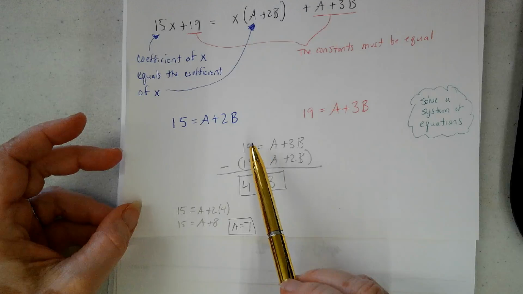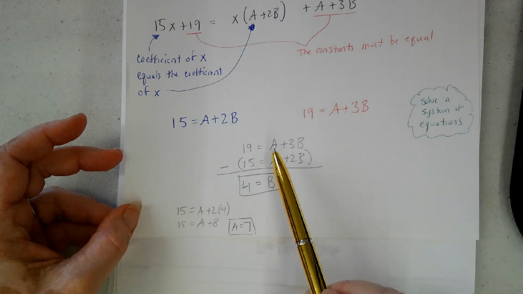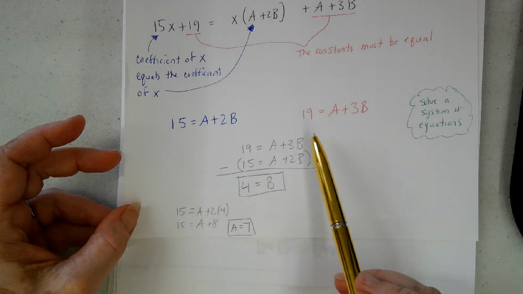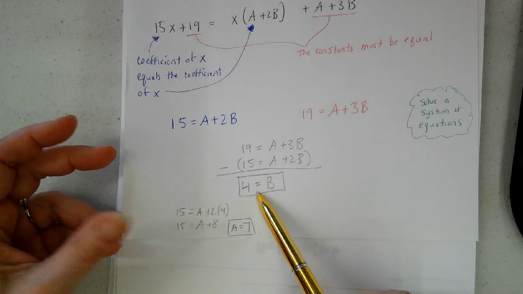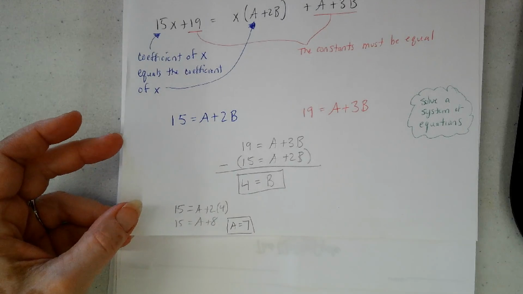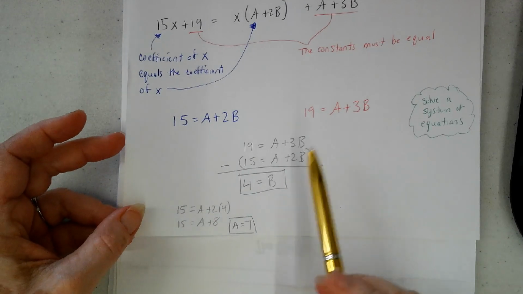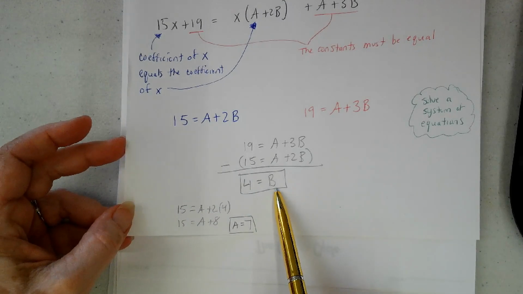So 19 minus 15 is 4. A minus a canceled out. 3 minus 2 is 1b. So now I know b. b is 4. We already knew that because I showed you in the beginning of the video, but there's my b. And then I can plug b in to find a.